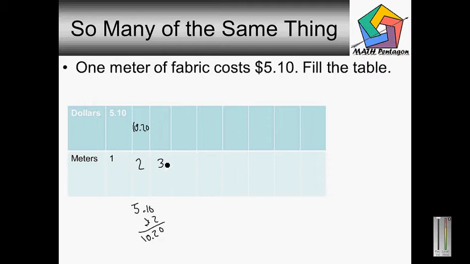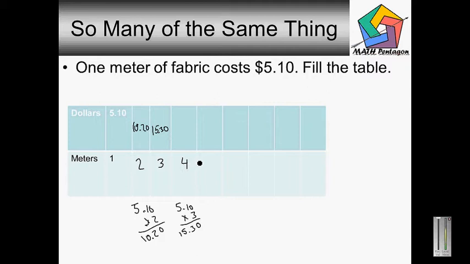Now for 3 meters of fabric, we would just multiply $5.10 times 3. So 0 times 3 is 0, 3 times 1 is 3, and 5 times 3 is 15. So 3 meters of fabric costs $15.30.